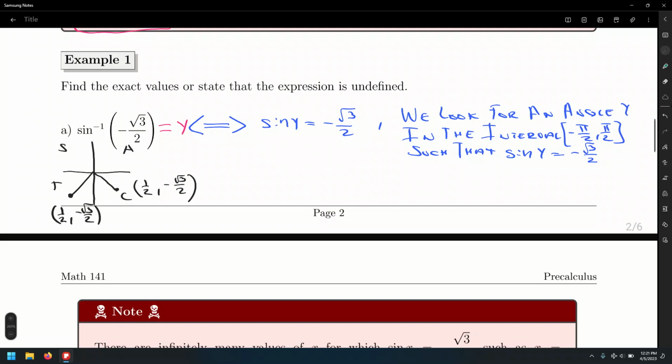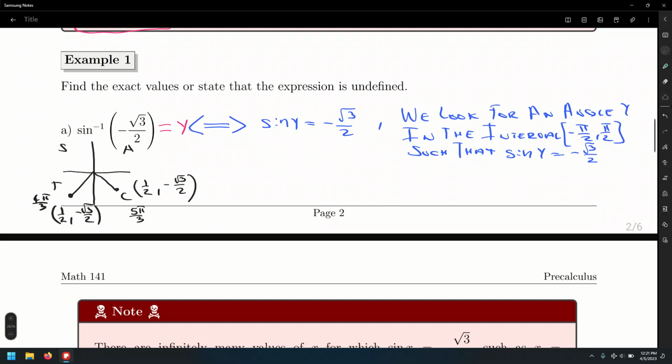Do you have an idea which one it is? The one in the fourth quadrant, right? Because you might argue, well, maybe none of them, because what's this? I believe this is 5 pi over 3, is that correct? And this is 4 pi over 3. Okay, so you might argue that neither 4 pi over 3 nor 5 pi over 3 are within the window negative pi over 2 to pi over 2, right?